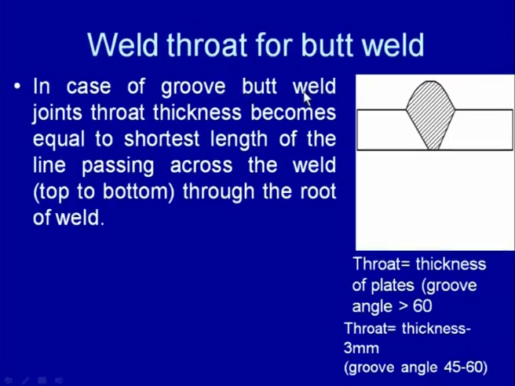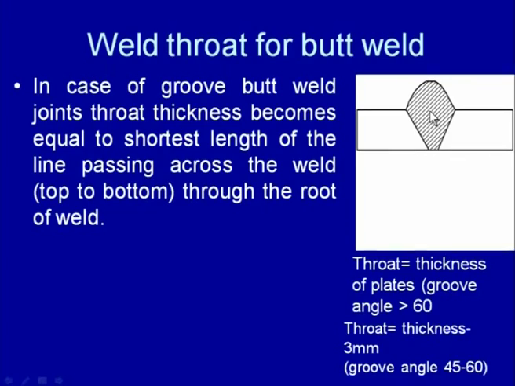Say the approach for determining the throat thickness for the butt weld is found to be different from that of the fillet weld. In case of the butt weld, groove butt weld, the joint throat thickness becomes equal to the shortest length of the line passing across the weld through the root. So, the shortest line which is passing through the weld and through the root. So, here if we try to draw, this line will be like this.